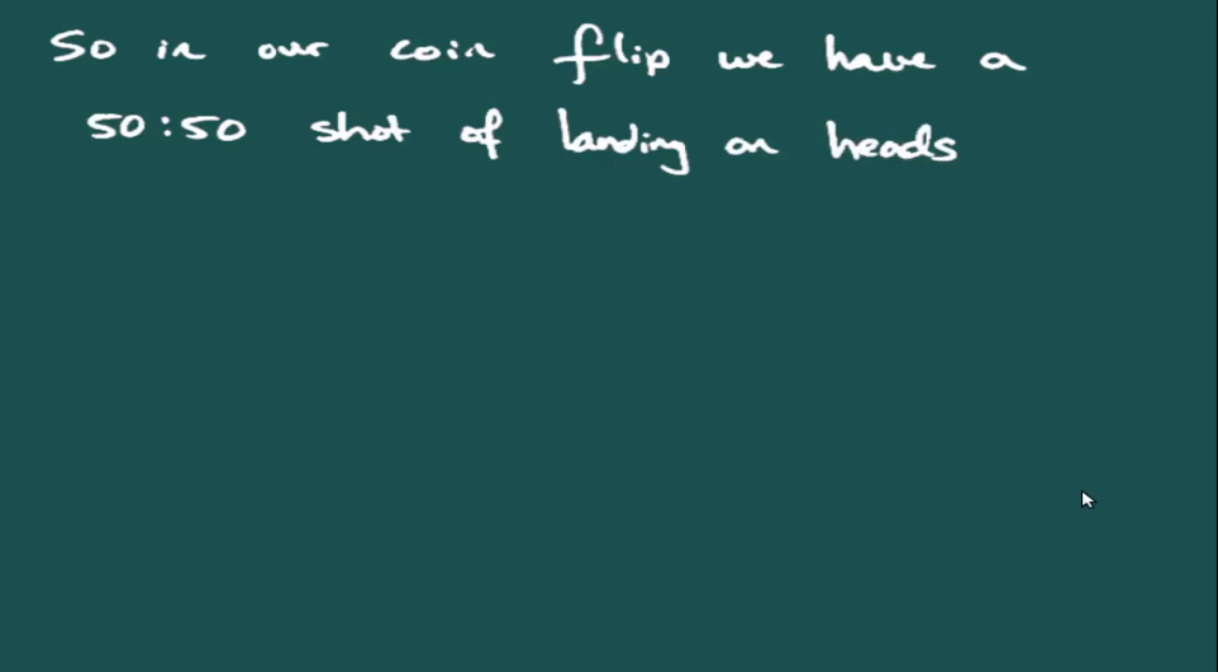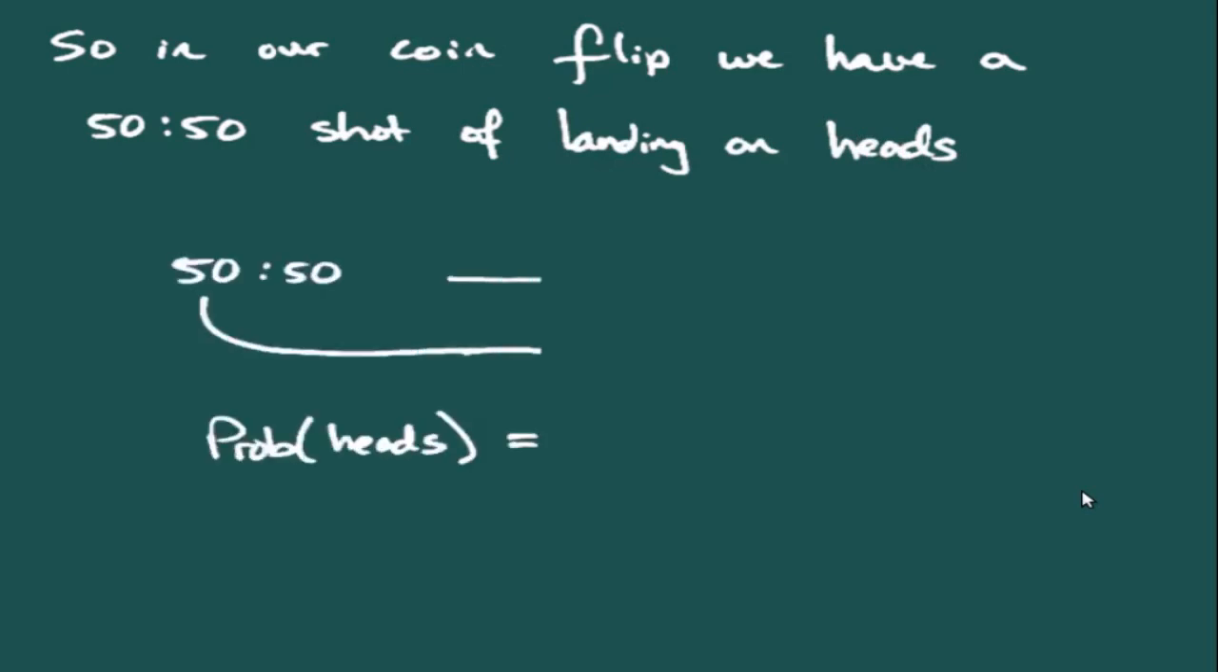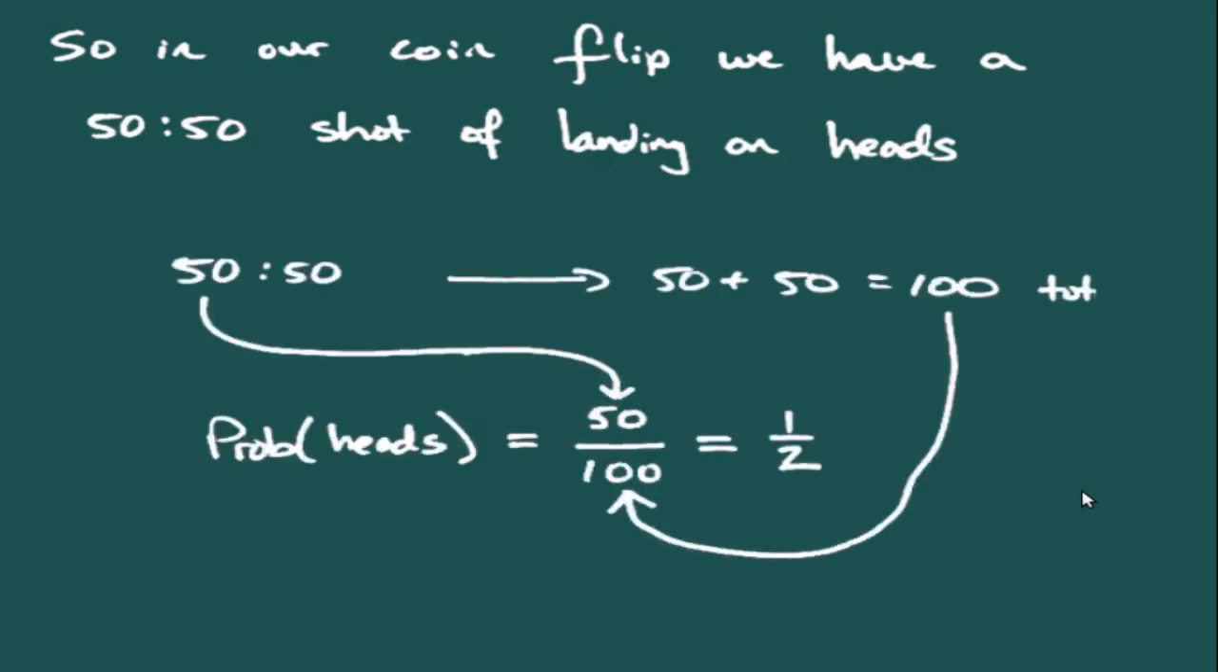Looking at our coin flip example again, when we say that the odds of landing on heads are 50-50, or we have a 50-50 shot of landing on heads, the 50-50 means that we have 50 plus 50, or 100 total possibilities, with 50 of those being the outcome that we want, where we land on heads. And so the probability of getting heads in that case is 50 over 100, or 1/2.